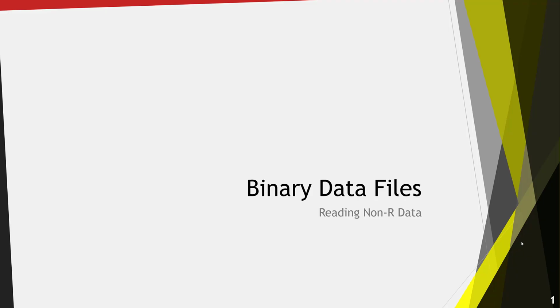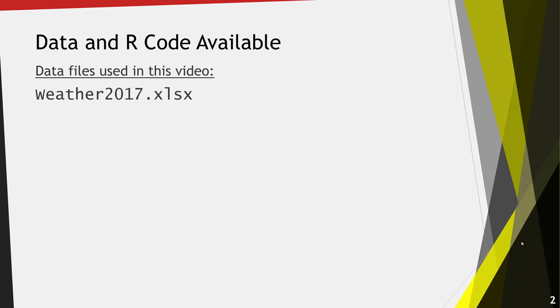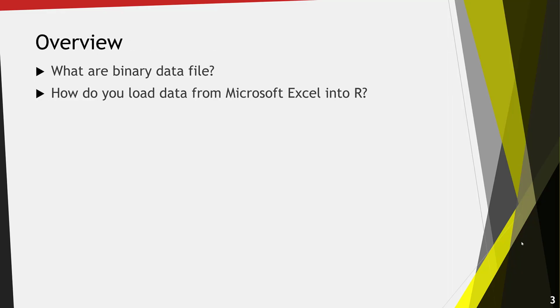This video will cover loading data from binary data files. The code used in this video is available in the Learning Management System. This video will use data from the data file weather2017.xlsx. You should download these now if you'd like to follow along. By the end of this video, you should understand what a binary data file is and how you would load data from Microsoft Excel into R.